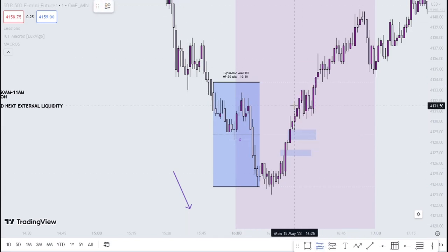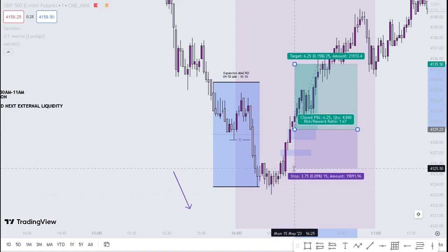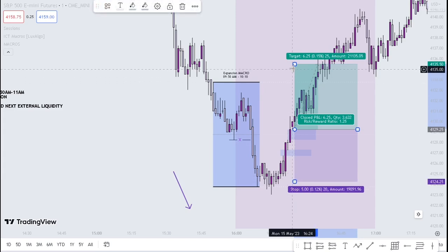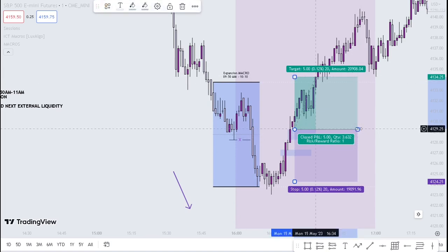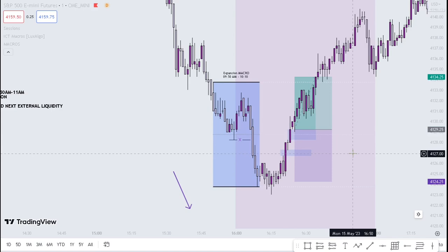My position size was downwards, but yes, let me just put that on again. This would have been our entry. This would have been our exit. And in this scenario, we hit TP. Let's go over to Tuesday so we can see if we won.